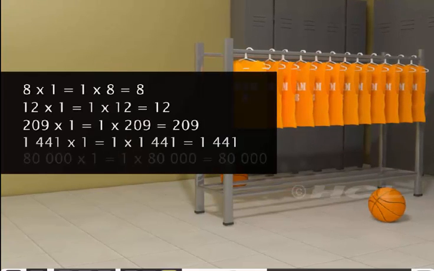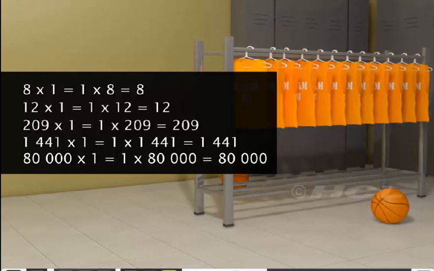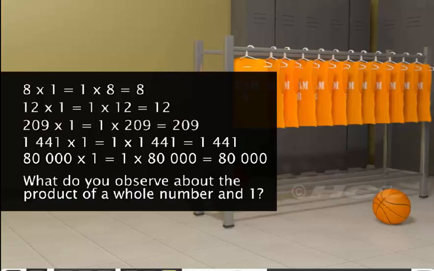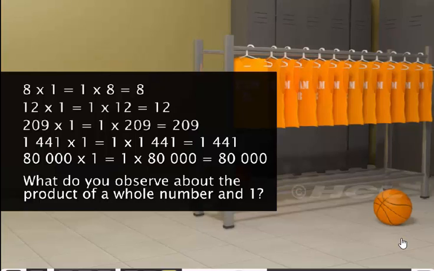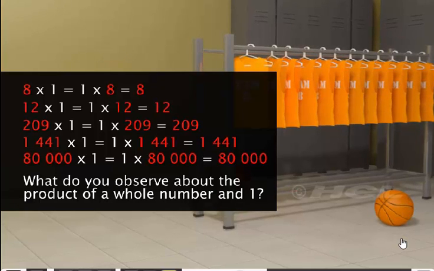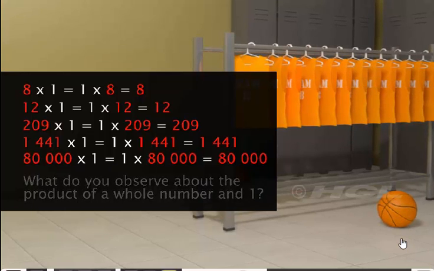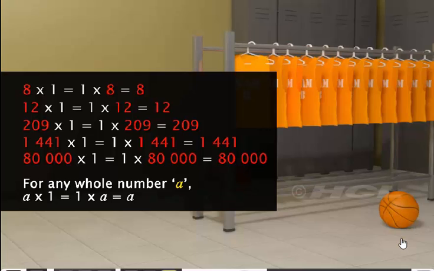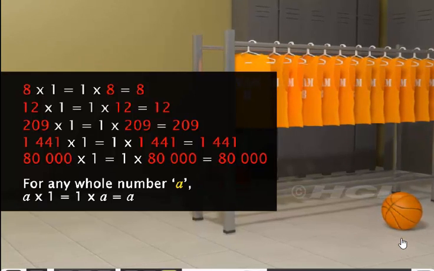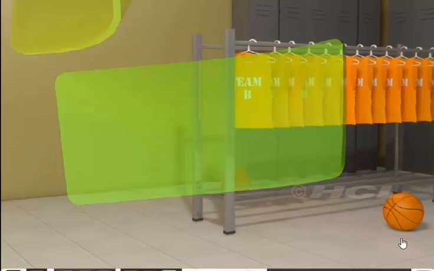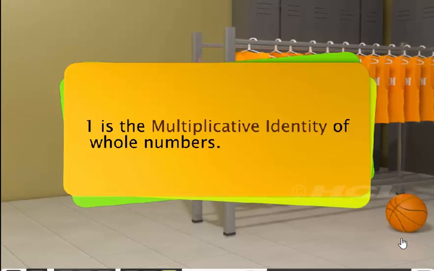In each example, we have a whole number multiplied by 1. Here are additional examples of multiplication by 1. What do you observe? When we multiply any whole number by 1, we get the same whole number. In other words, if A is a whole number and it is multiplied by 1, the product is A. Hence, 1 is called the multiplicative identity of whole numbers.